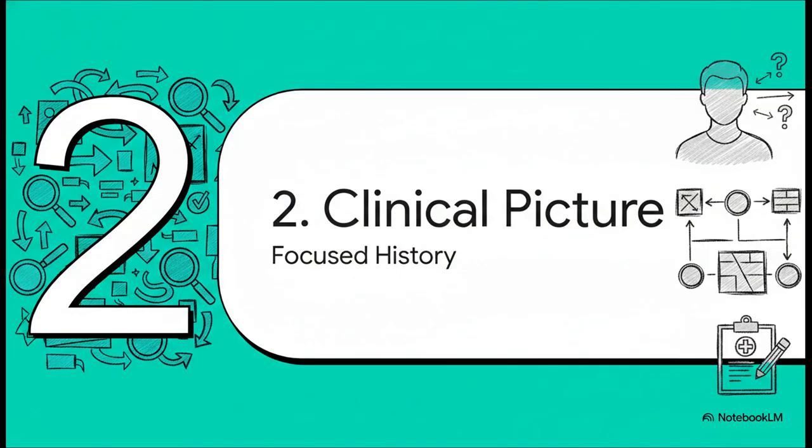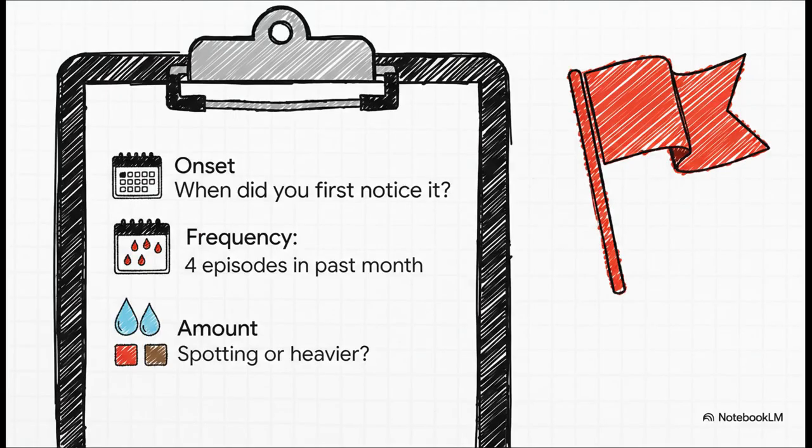Okay, let's move on to the real detective work, building the clinical picture. To do this well, you need a focused and systematic approach to taking your history. You have to get specific about the bleeding. Ask these questions every time. When did it start? How often is it happening? What does it look like? Every detail here is a clue. In this particular case, hearing about 4 separate episodes should get your alarm bells ringing.